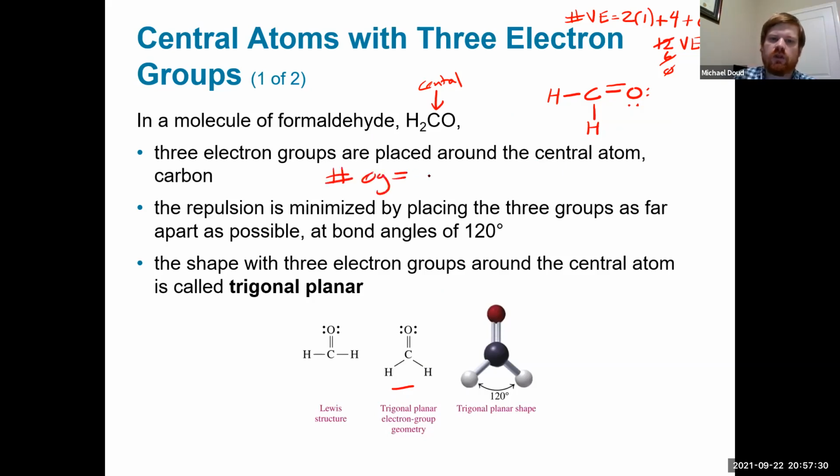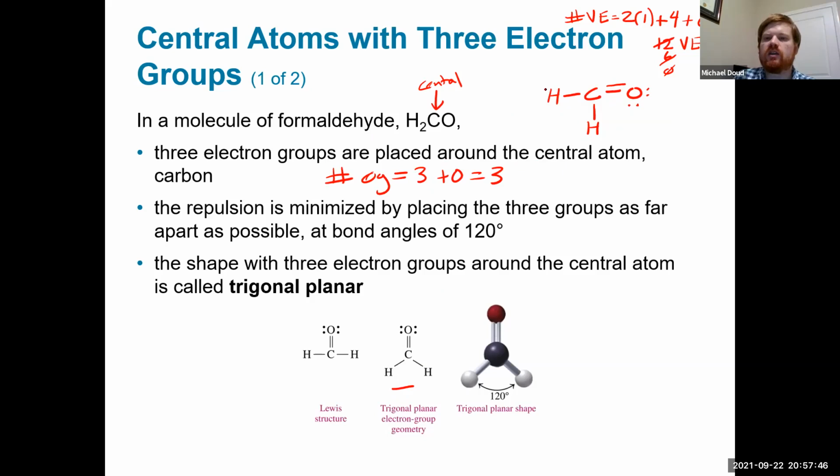Okay, so now our central atom is carbon, and we want to count up the number of electron groups. So remember, that's the number of bonded atoms. So how many atoms are bonded to carbon? 1, 2, 3. And how many lone pairs are on carbon? 0. So 3 plus 0, we have 3 electron groups.